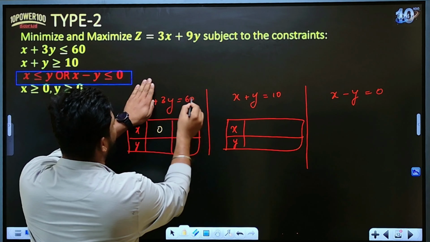So the maximum value is 60. So take x is equal to 60. If x is equal to 60, what is the y value? Now this can also be taken as x is equal to y, right? So y is also 60. Correct, no? Very important, so that is finding the coordinates for that.